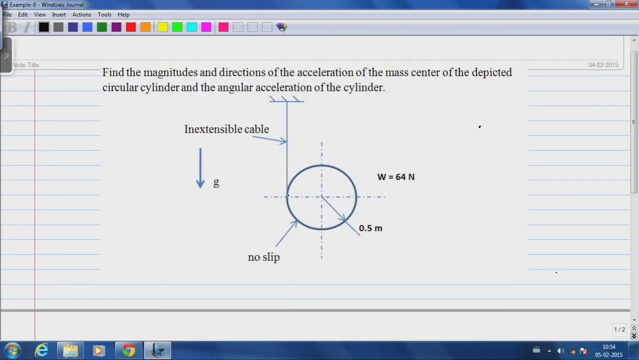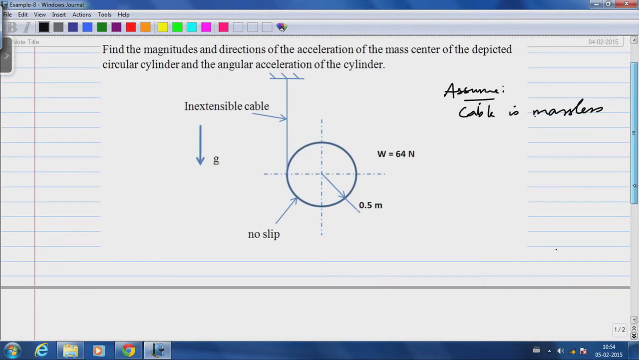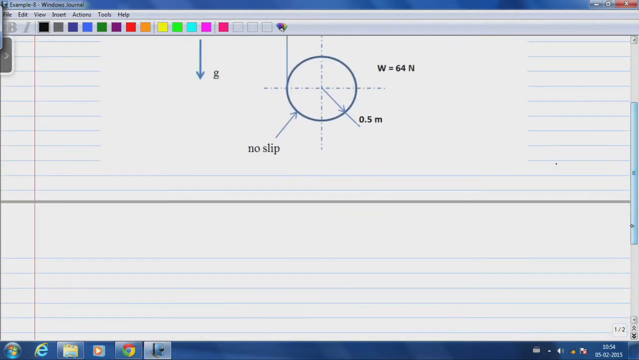There is an inextensible cable on which we have a cylinder of weight 64 newtons, and this cylinder is going to be rolling down. We are asked to find the acceleration of the mass center of the circular cylinder as well as the tension in this cable. So, we are going to assume the cable is massless. Okay, so, let us start doing the problem.